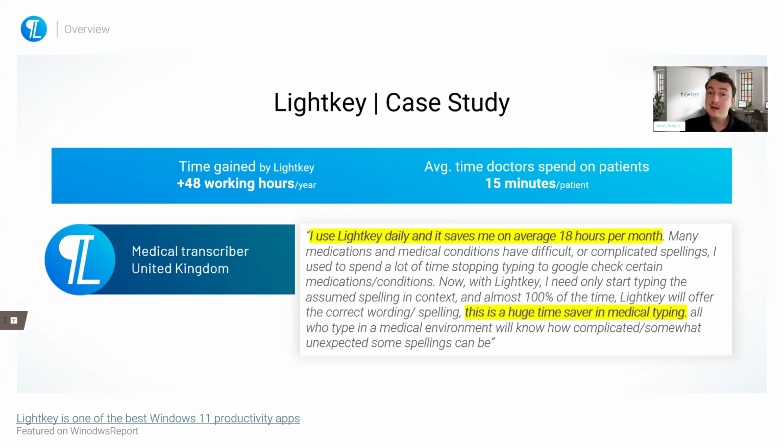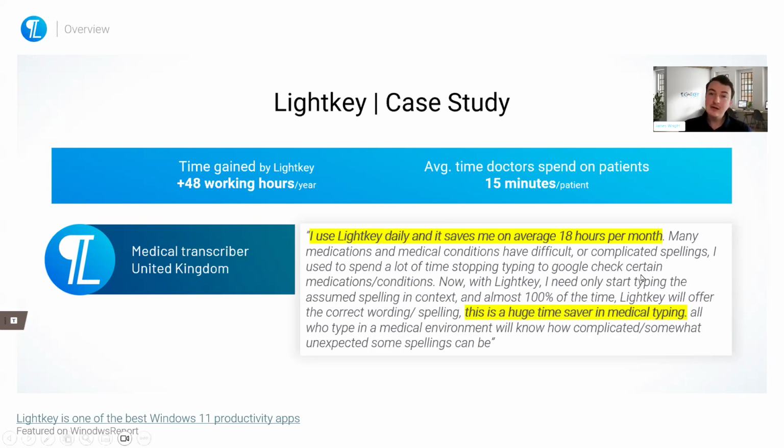Many medications and medical conditions have difficult or complicated spellings. I used to spend a lot of time stopping typing to Google check certain medications and conditions. Now with Lightkey, I only need to start typing the assumed spelling in context, and almost 100% of the time, Lightkey will offer the correct wording or spelling. This is a huge time saver in medical typing. All who type in a medical environment know how complicated, somewhat unexpected spellings can be.